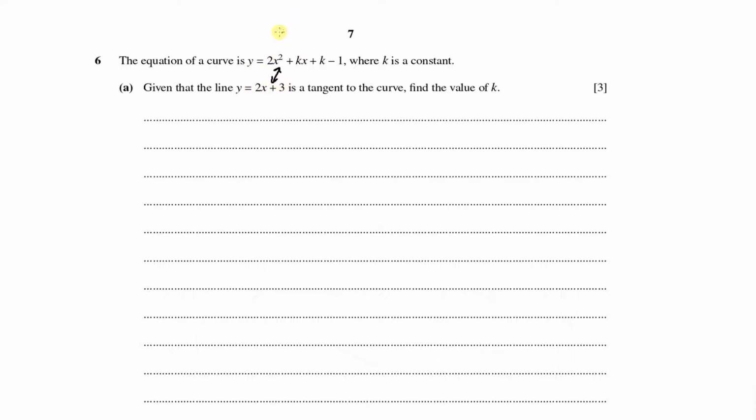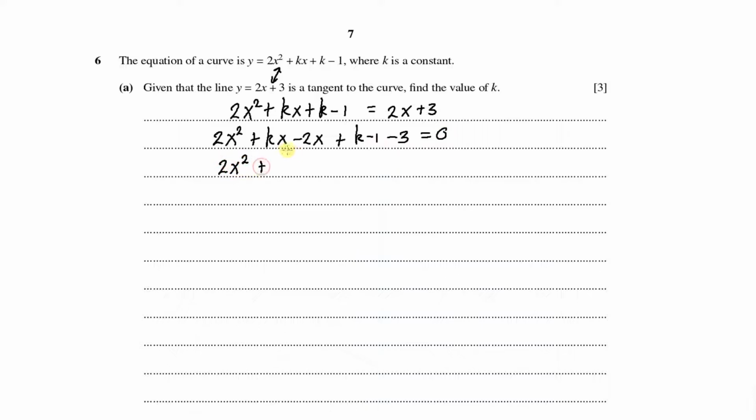So since they are all in terms of y, in terms of x, I can say 2x squared plus kx plus k minus 1 is equal to 2x plus 3. And I'll bring everything to one side, so I'll be having 2x squared here, and that's plus kx. And I'll subtract 2x from both sides, so that will be minus 2x. Then I have the k minus 1, and subtract the 3 from both sides, so that will be minus 3, and it's all equal to 0. So that's 2x squared plus kx minus 2x. I can factor out x here, so I'll be having k minus 2 in the bracket, and that's plus k minus 1 minus 3, that's k minus 4 equal to 0. So we now have the combined equation for the curve and the tangent.